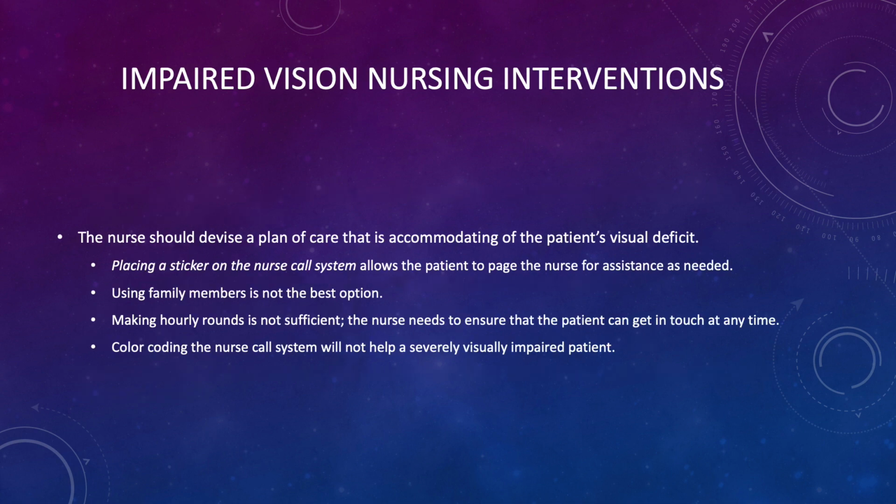So when we have impaired vision patients, which happens more often than not, usually they have near blindness or total blindness that's legal, which means that we need to do things to help accommodate them so that they can communicate with us more appropriately.